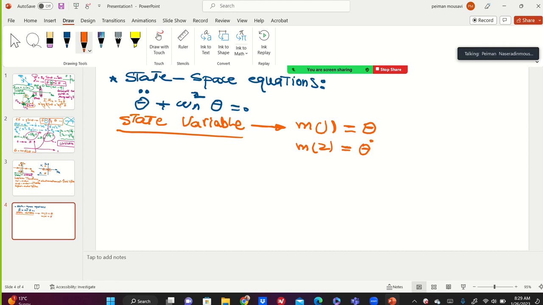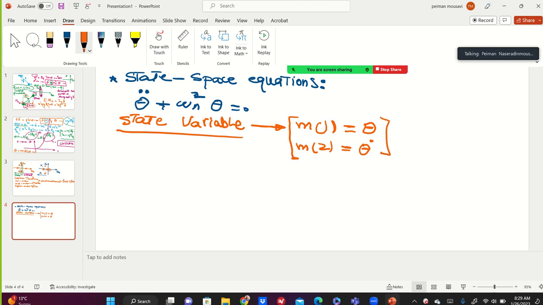Now, these are the state of the system. How it stands and what's the velocity of that. These are states, like your car. What's the position of your car? What's the velocity of your car? These are the states of the system, the dynamical states of the system.